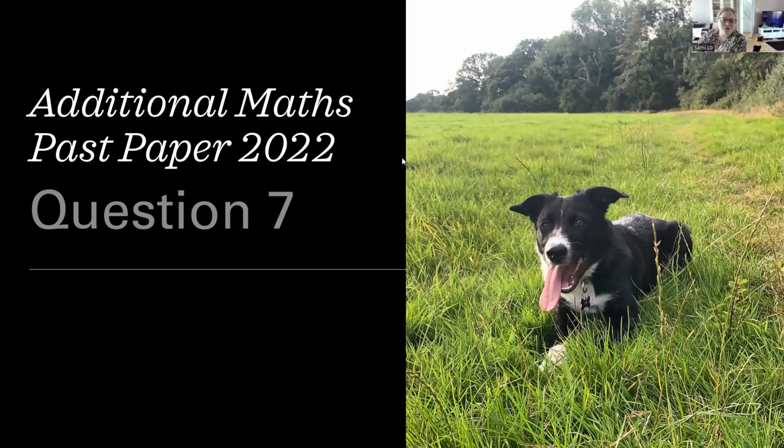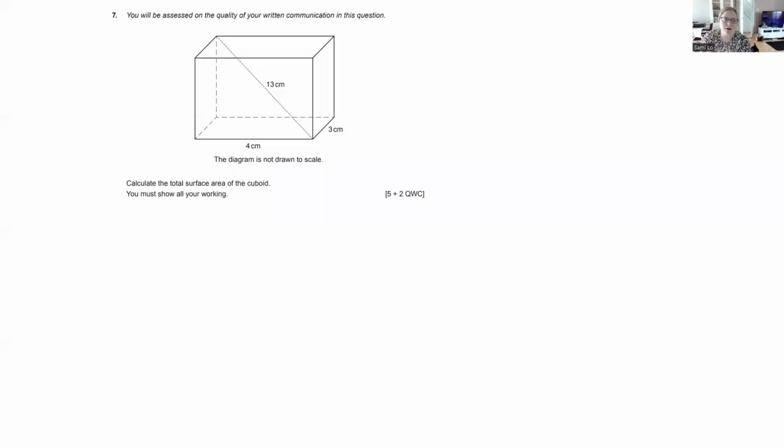On question 7 of the additional maths paper 2022. This question says that we're going to be assessed on our written communication as well. So it's really important that when we are working through our steps, we make our notes really nice and clear, with a few headings just to help as well.